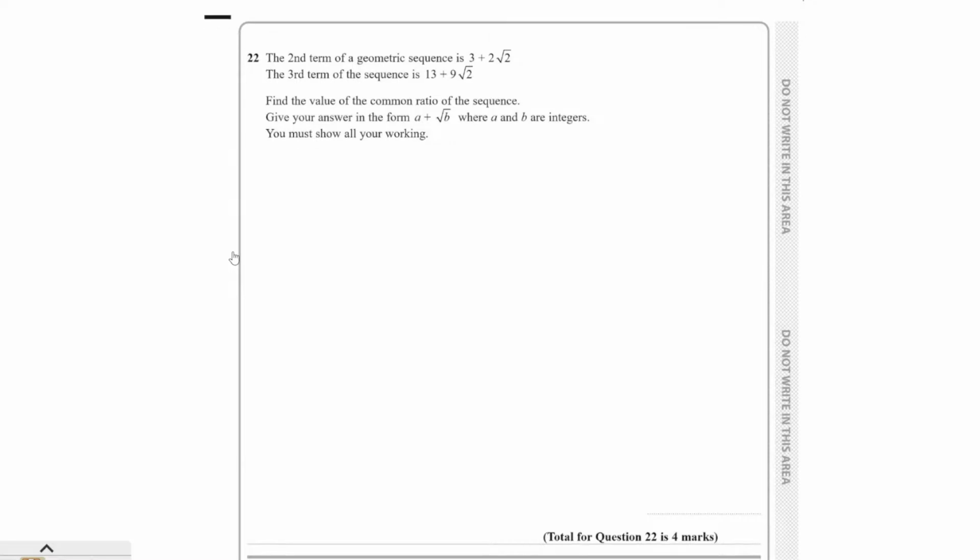Okay, so we're on our last question now. Looks like we've got some surds here, and sequences actually. So, question 22. The second term of a geometric sequence is 3 plus 2 root 2. The third term of the sequence is 13 plus 9 root 2. Find the value of the common ratio of the sequence. Give your answer in the form a plus root b, where a and b are integers.